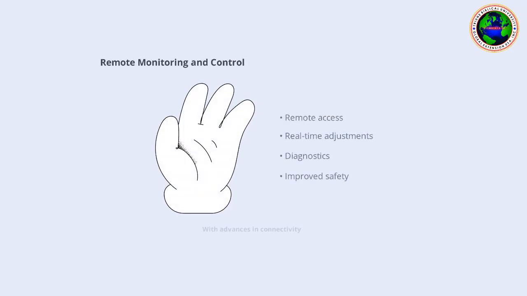With advances in connectivity, many control systems can be monitored and controlled remotely. This is especially useful for systems in hazardous or hard-to-reach locations. Remote access allows for real-time adjustments, diagnostics, and updates, improving efficiency and safety.